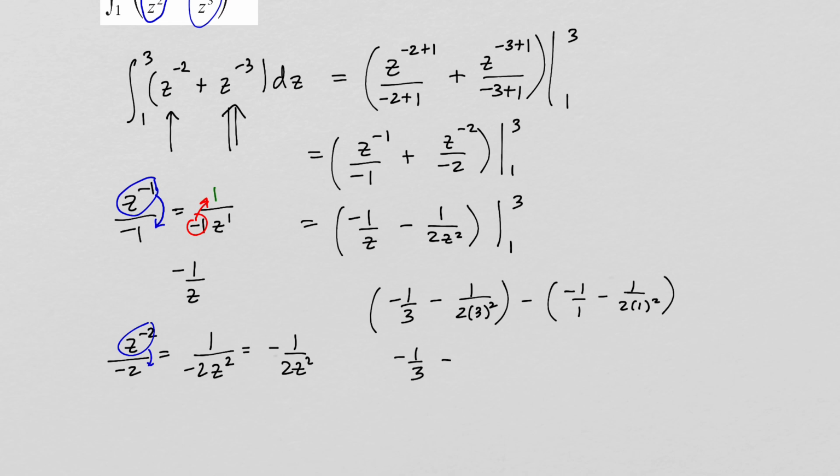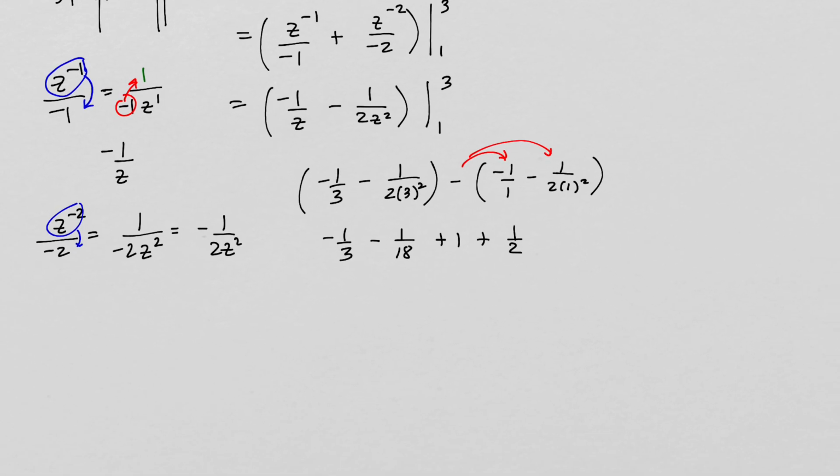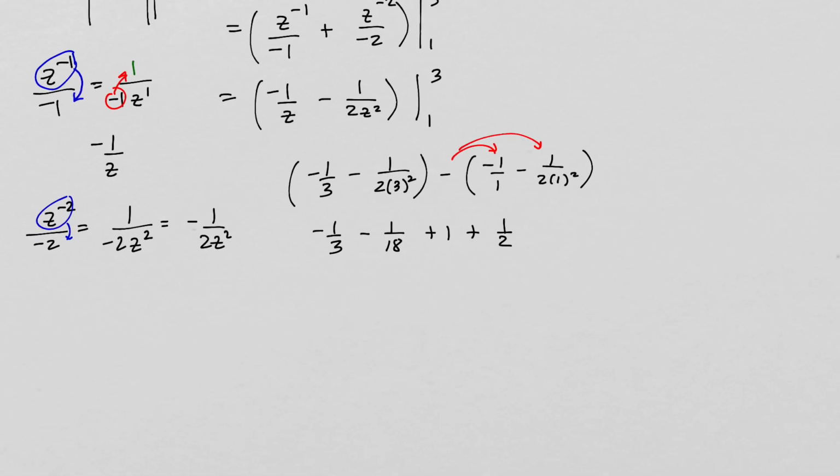This is negative 1/3 minus 1 over 18, right? Because 3 squared is 9 times 2 is 18. And then over here, we have to distribute this negative. So minus 1 divided by 1 is plus 1. And minus 1 divided by 2 times 1 squared is going to be 1/2. And now we just need to combine these together. And you can combine all of them at once, or you can combine them in steps. But I'll just do it all at once.